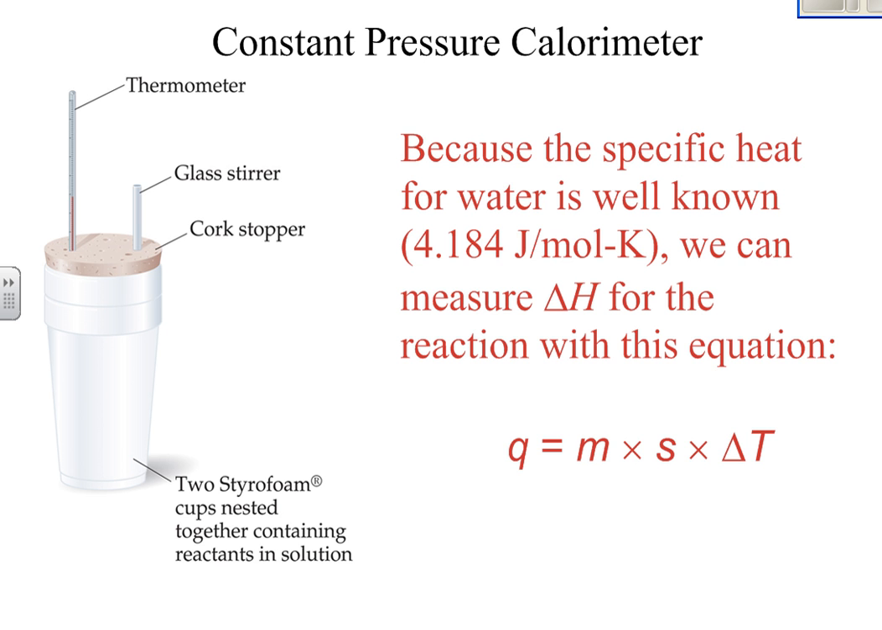The reason we use water mostly is because the specific heat for water is very well known. It's 4.184 joules per gram degree Kelvin. And so we can use that to measure the delta H for reactions. And then we've got the equation down here. Notice that the q would be the q for the water inside the calorimeter, which means we would need to have the mass of the water, use the specific heat of the water, and the change in temperature of the water.